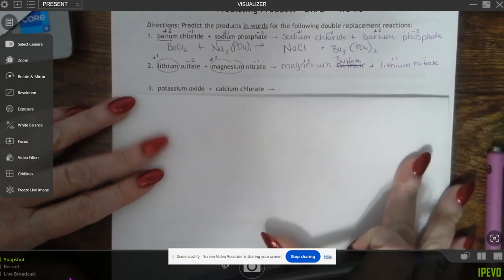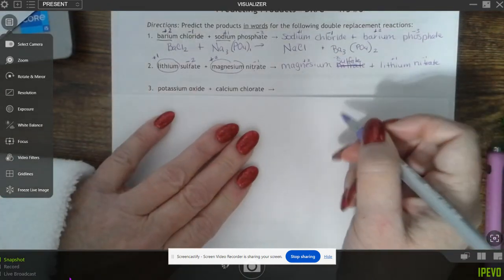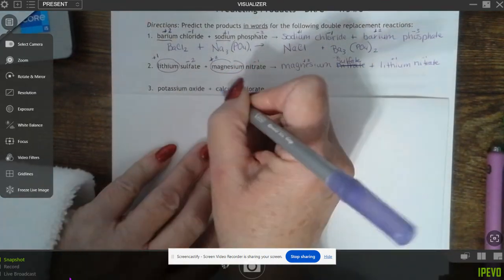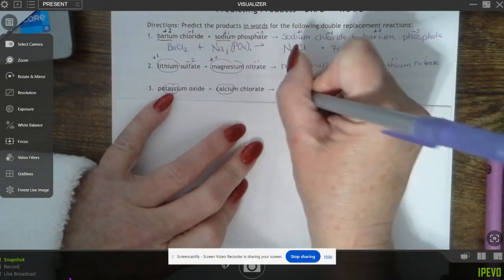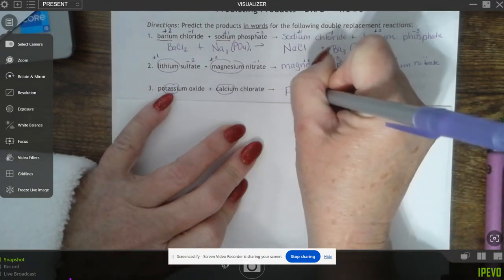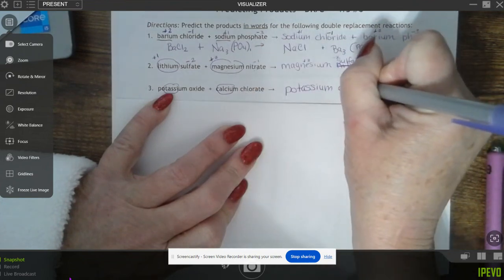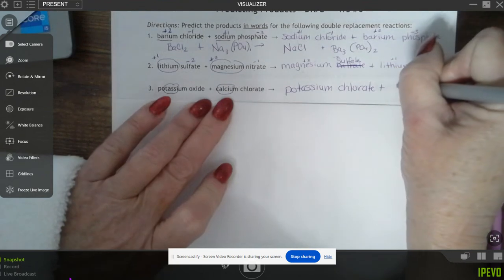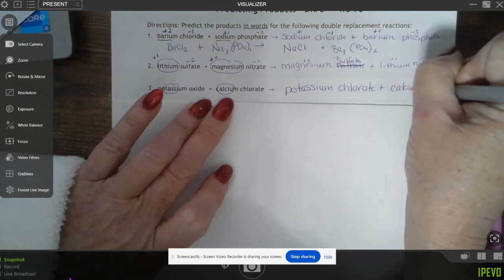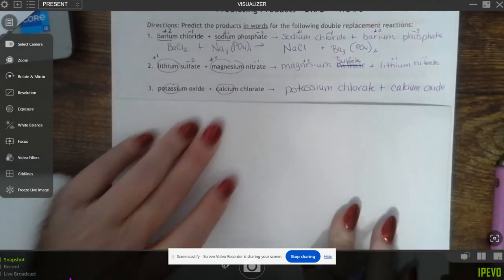So number 3 says we have potassium oxide and calcium chlorate. So I am going to switch potassium and calcium. So I'm going to write potassium chlorate plus calcium oxide. Now, let me just make a note here.